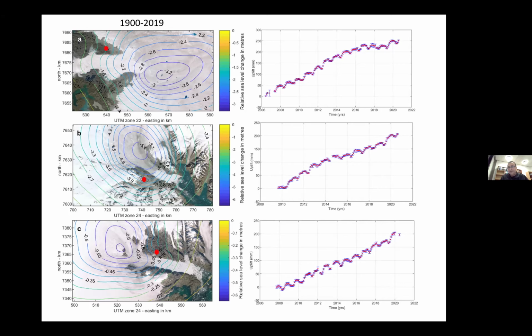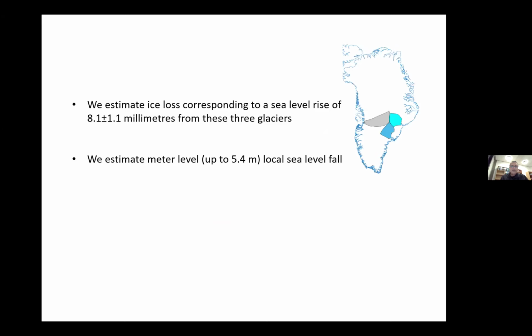And using GPS, we also see similar effects. Now, of course, these GPS measurements are only over the last 15 years, and they show land rise of approximately 25 centimeter. So in total, we have estimated a contribution of 8.1 millimeter from the three glaciers, Jakobshavn, Kangerlussuaq, and Helheim.